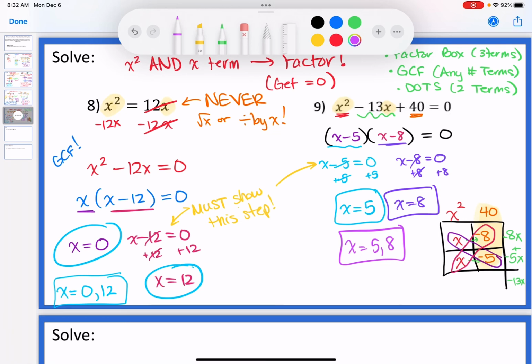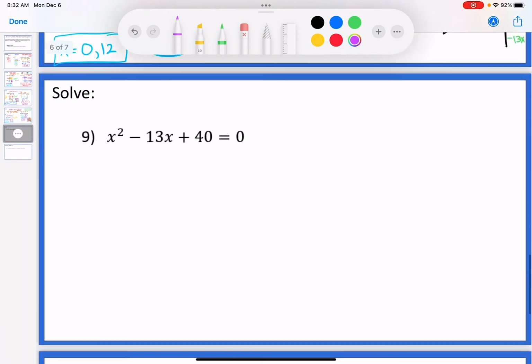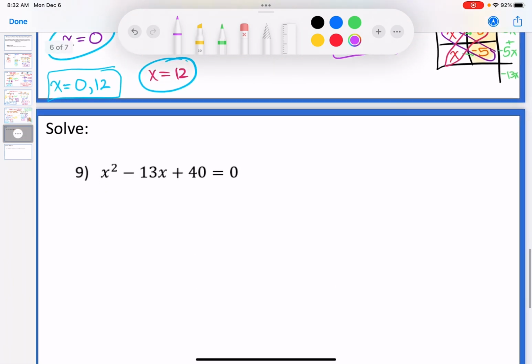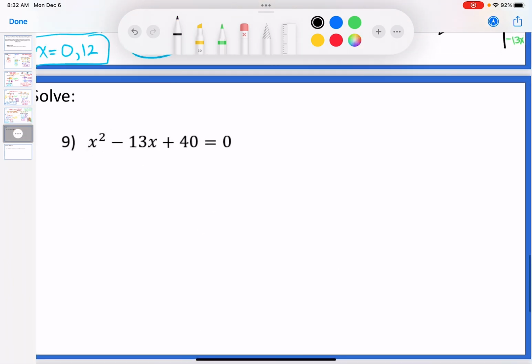All right, we reviewed GCF, we reviewed factor box. So what if I get an equation that looks like this? I apologize, that is the same problem. This was supposed to say minus 29. I'll fix that before you probably see it.